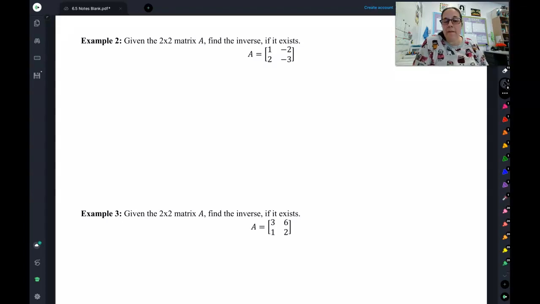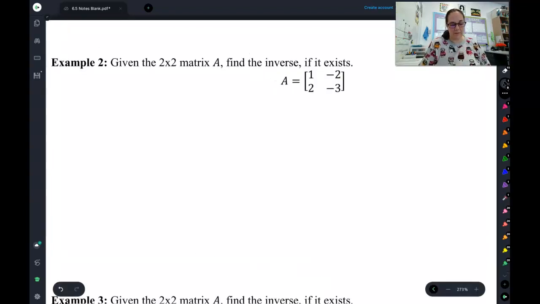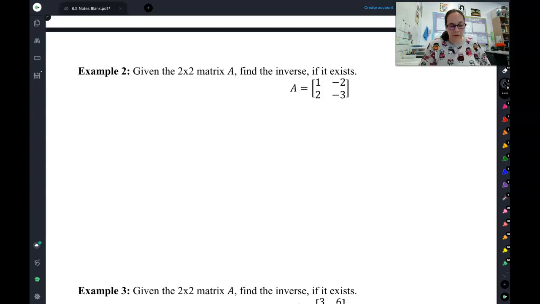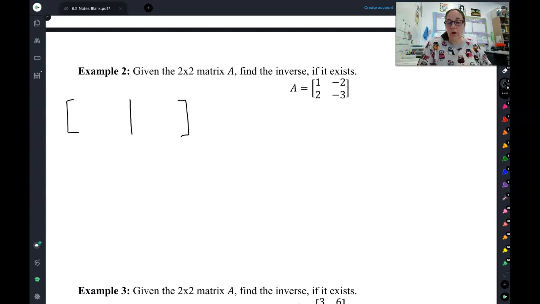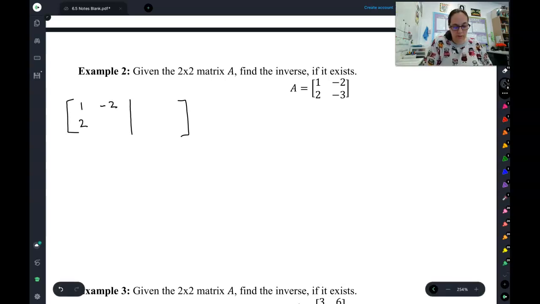Let's talk about how to find these matrix inverses. To find a matrix inverse, what you're going to do is create a big long matrix, cut it in half. On the left side of this matrix, you're going to put the matrix you're starting with. On the right side, you're going to put the identity matrix.